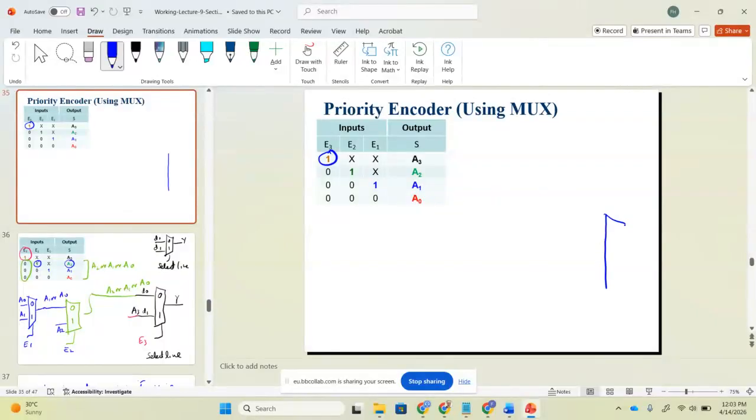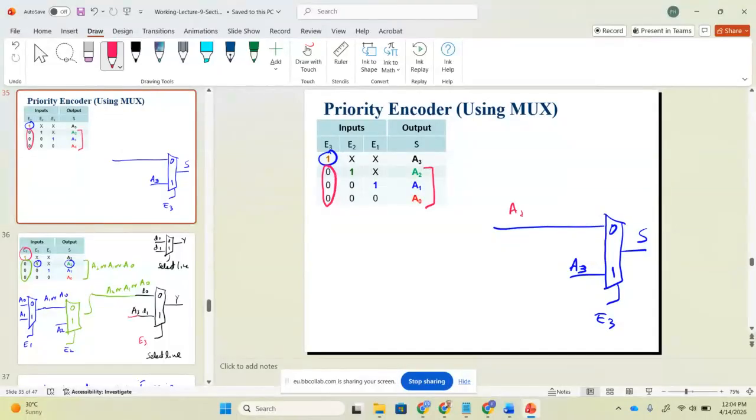Now we need a 2-to-1 multiplexer that depends on E3. There are two possible values of E3: 1 or 0. If E3 is 1, what will my S be? My S will be A3. But if E3 is 0, what should the value of S be? When E3 is 0, my output will be A2, A1, or A0.